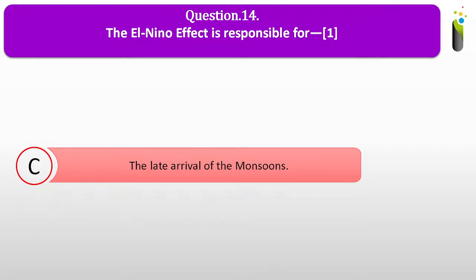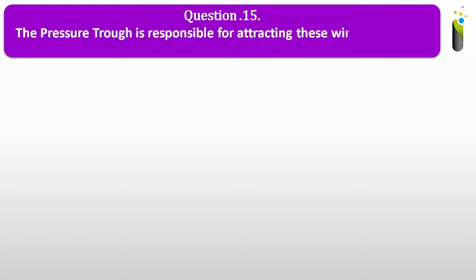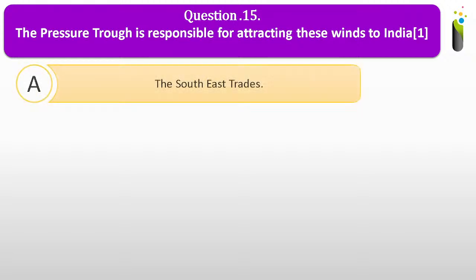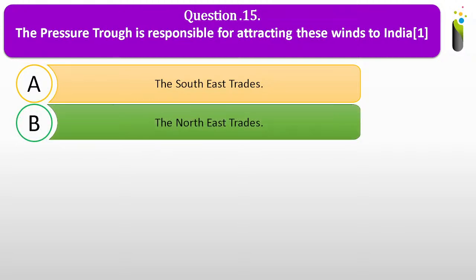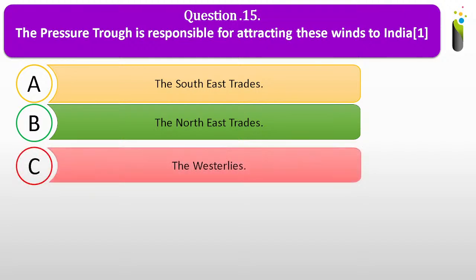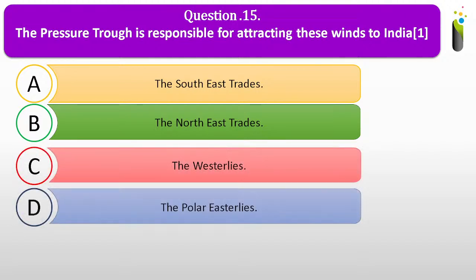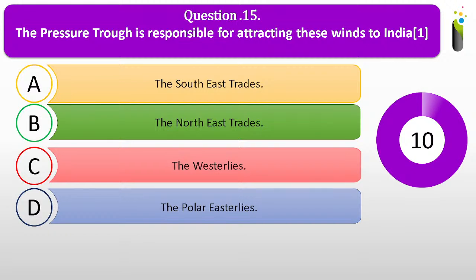And the correct answer for this question is C. The El Nino effect is responsible for the late arrival of the monsoons. Question number 15. The pressure trough is responsible for attracting these winds to India. A. The southeast trades. B. The northeast trades. C. The westerlies. D. The polar easterlies.